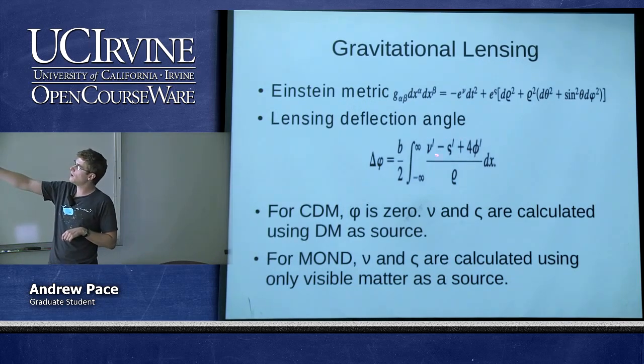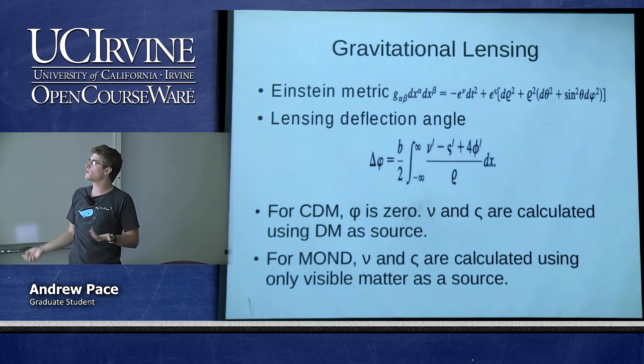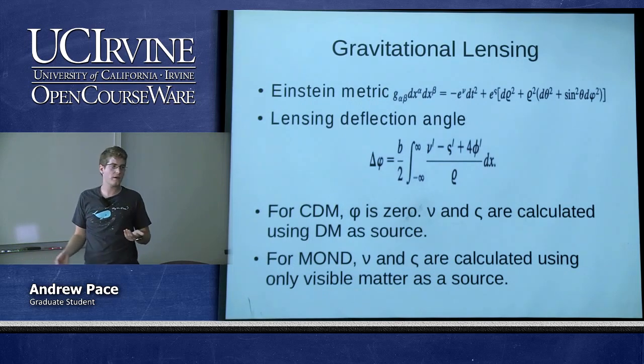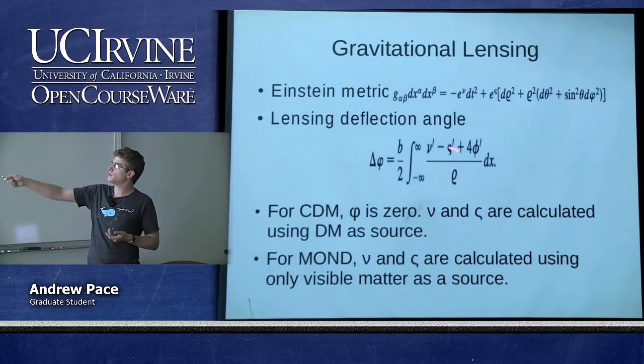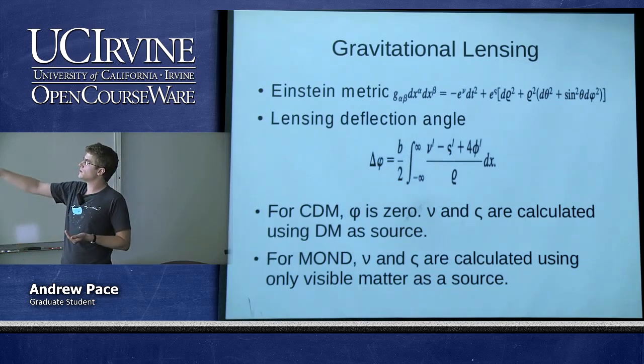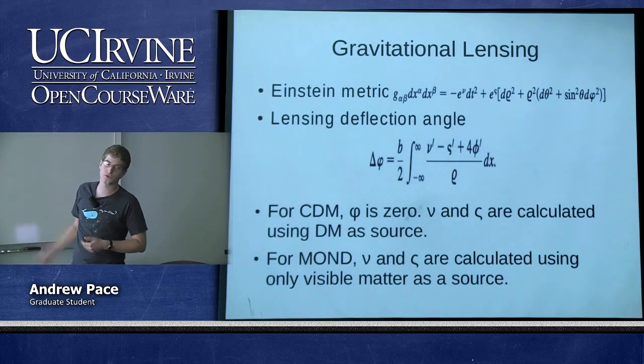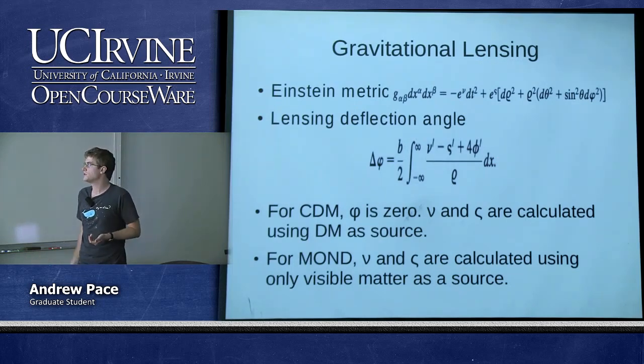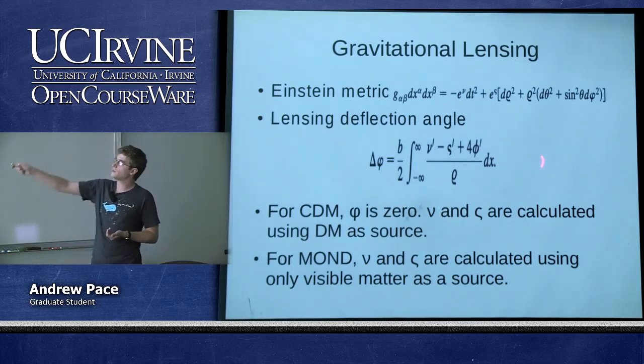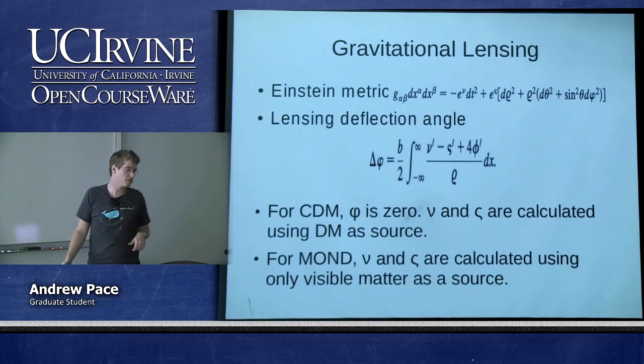Here, nu and s will be dependent on whatever the matter is. So if you're in cold dark matter, these will be determined by both dark matter and visible matter. Whereas in MOND, you'll have only these terms dependent on visible matter, and then you'll have this extra phi term that will be able to increase your lensing. And so this is a proof of principle that you can get lensing.